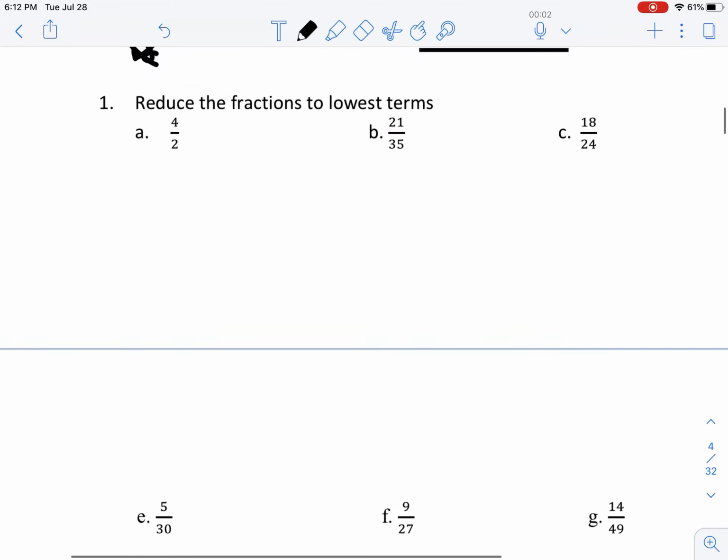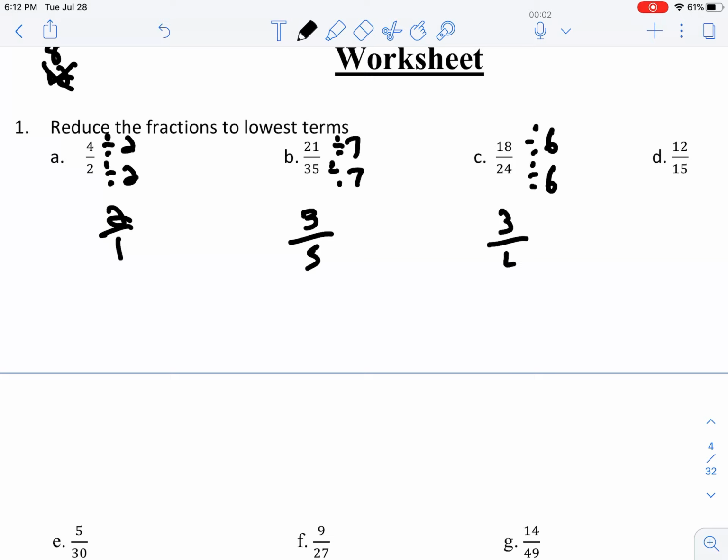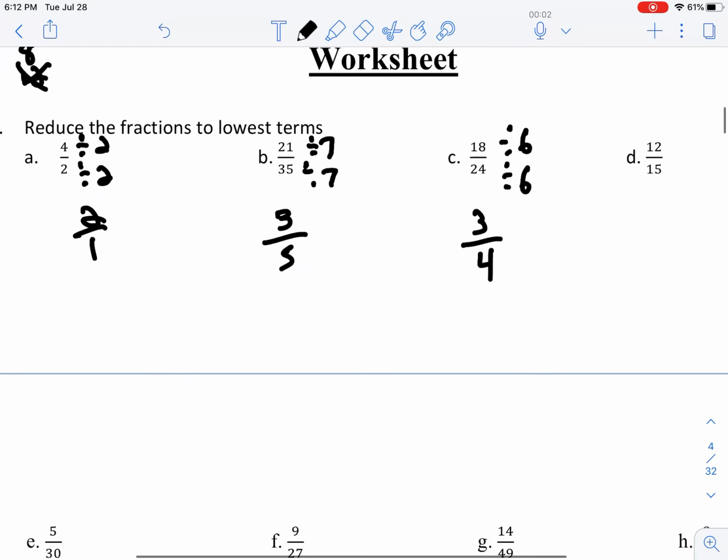So 4 over 2. Well, I'm going to divide by 2, and I'm going to get 2 over 1. This one, I see that 7 goes into both top and bottom, and I'm going to get 3 over 5. This one, I'm going to see that 6 goes into both top and bottom, and I'm going to get 3 out of 4. In this one, I'm going to divide by 3, and I get 4/5.